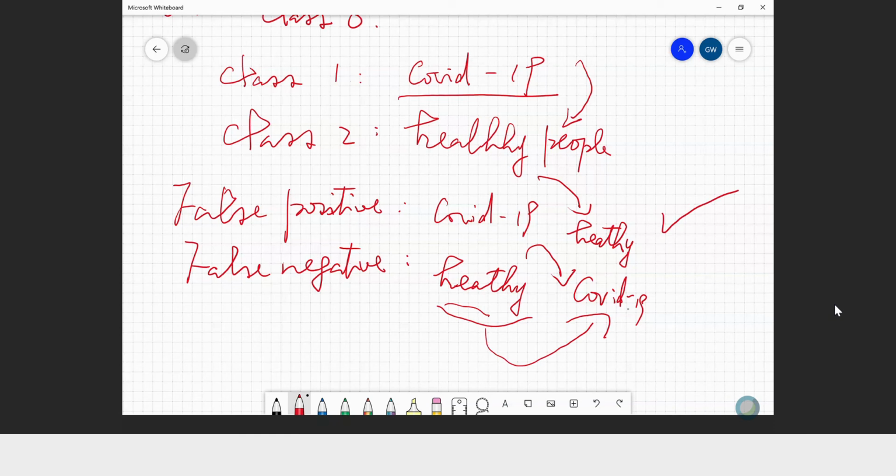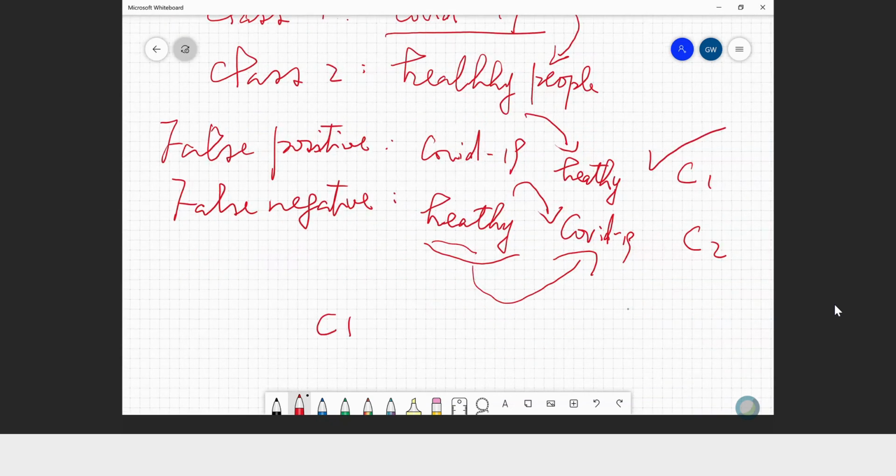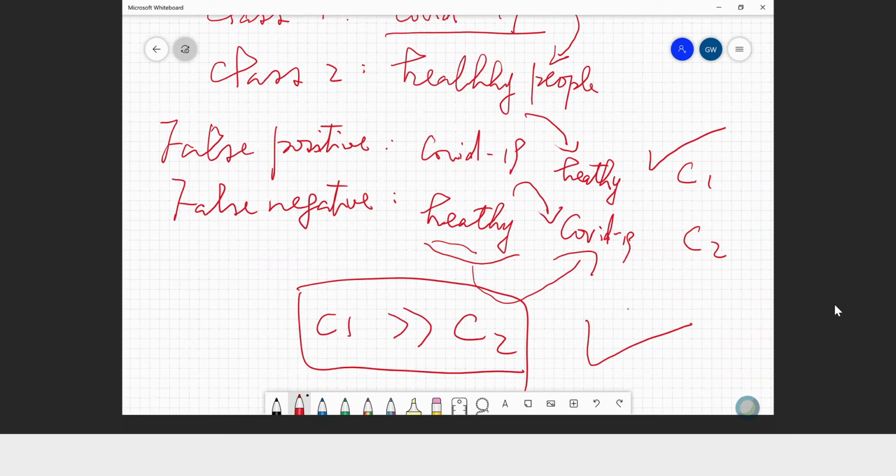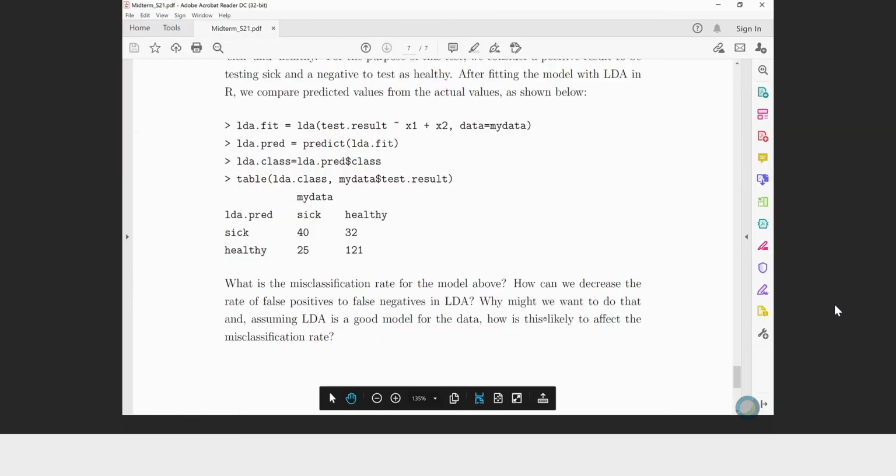So that just means the costs are very different. Let's say this cost is C1, and this cost is C2. In this case, the cost C1 might be much larger than the cost C2. That means false positive is much more serious than false negative. So under that case, we definitely want to reduce the false positive rate. At the same time, you increase the false negative rate. That's not a big deal because their costs are different. So this is why we do this.